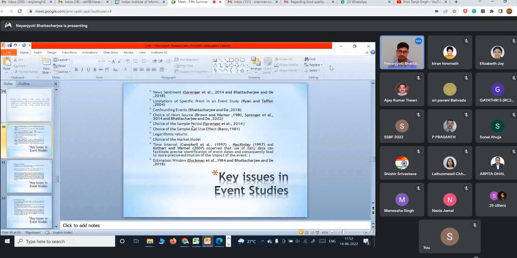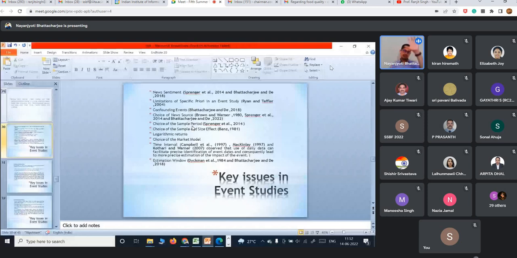Then, when you calculate the returns, we typically calculate logarithmic returns because they provide better reliability with regard to statistical tests, and the issue of non-normality can also be addressed. The normal return generating model is typically the market model. For the time interval, prefer daily data over any other kind of data in an event study. Estimation window, typically it can be 120 days along with the market model for coming up with reliable conclusions with regard to the event studies.